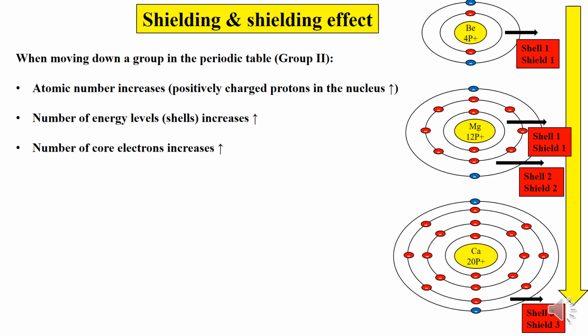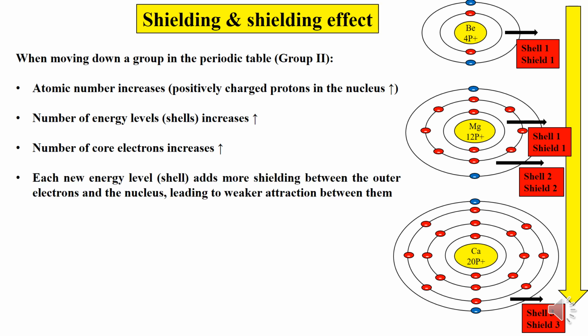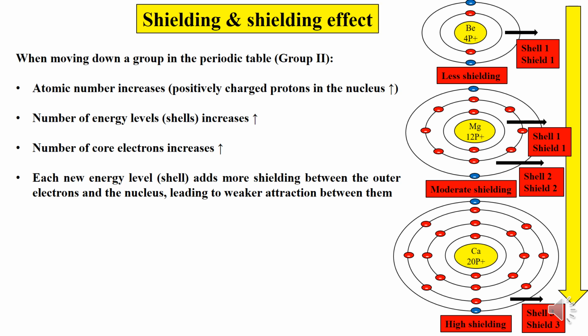So with the increase in number of energy levels or shells, there is an increase in the number of core electrons. Each new energy level or shell adds more shielding between the outer electrons and the nucleus, and this leads to weaker attraction between them. And therefore you find less shielding in case of beryllium, moderate shielding in case of magnesium, and high shielding in case of calcium. And consequently, the ionization energy decreases down the group.